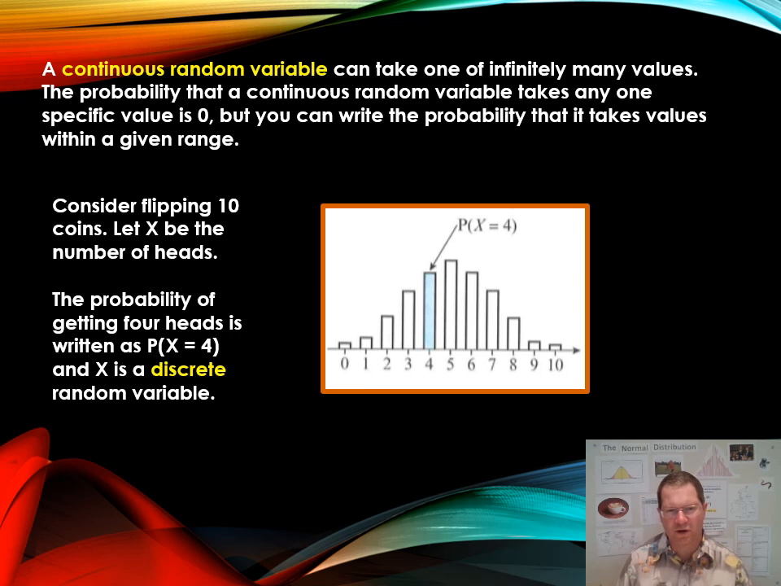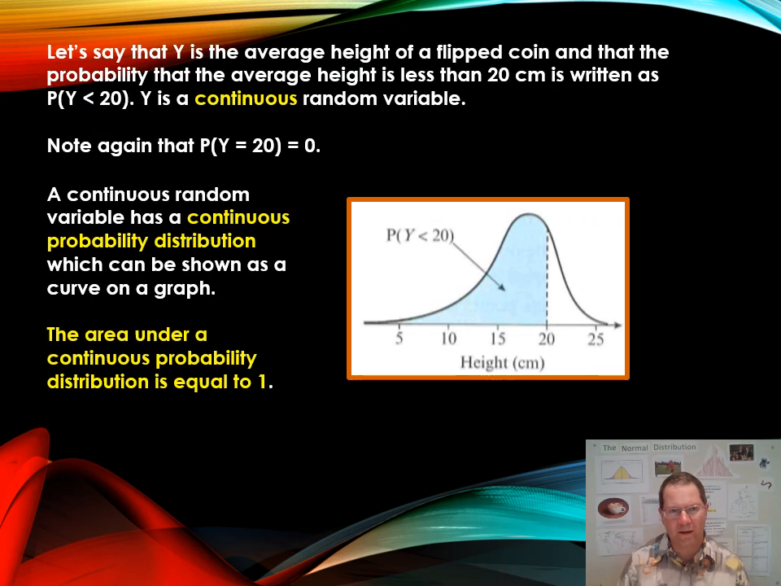So just going back to our idea of the discrete, consider flipping 10 coins and let x be the number of heads. Then the probability of getting 4 heads is written as the probability of x equals 4, and x is a discrete random variable. Let's say, on the other hand, that y is the average height of a flipped coin, and that the probability that the average height is less than 20 centimeters is written as probability of y is less than 20. Y here is a continuous random variable. And note once again that the probability that y equals 20 is 0, because that's how continuous distributions work.